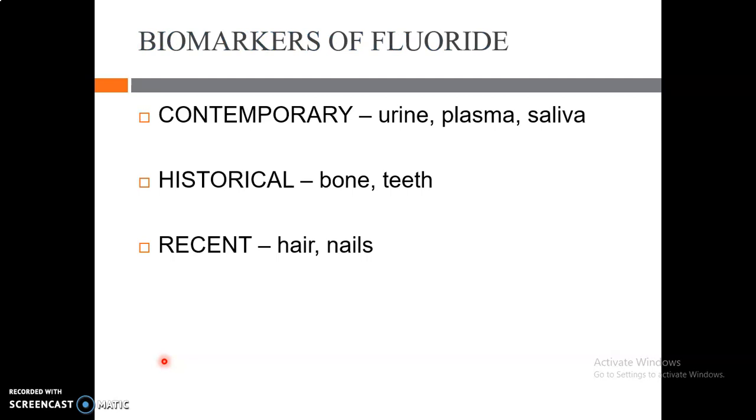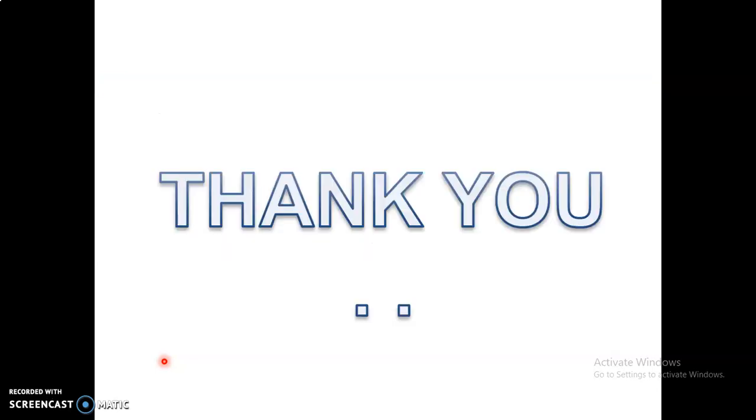And finally, coming to the biomarkers of fluoride. These are biomarkers in the sense, where do you assess the level of fluoride? What are the substances you use to identify the amount of fluoride in a person's body? The biomarkers can be classified as contemporary biomarkers, historical biomarkers, and recent biomarkers. The contemporary biomarkers are urine, plasma, and saliva. The historical biomarkers are bone and teeth, and the recent biomarkers are hair and nails. So with that, we come to the end of metabolism of fluoride.